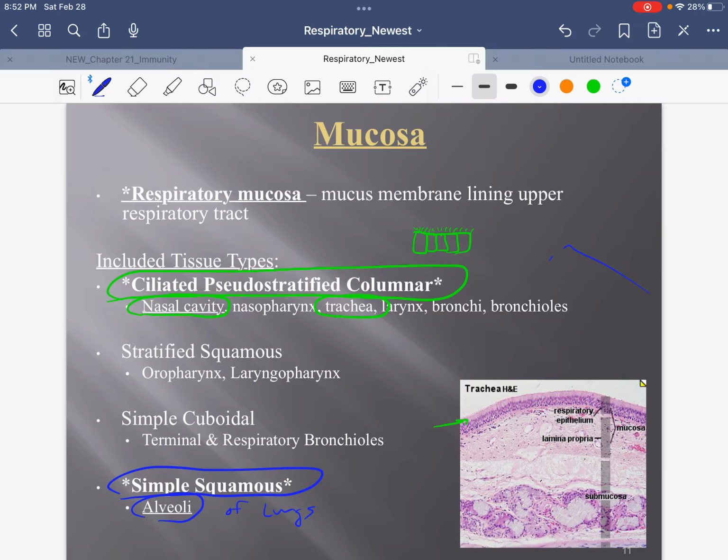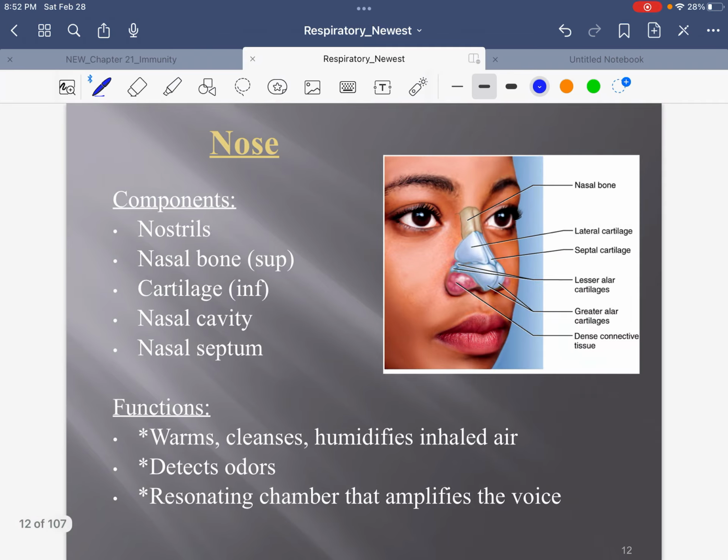Why do we have simple squamous here? Because we want a very thin layer, one layer of flat cells, thin layer to allow for gas exchange. So please review those. Okay, what I want to do is go through pretty quickly the structure of the respiratory tract.